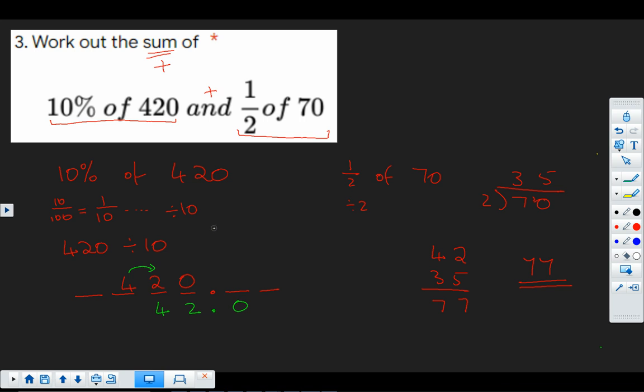Nugget to go and practice. If you need to practice calculating 10% of something, and you must be able to do this going into your GCSE exam, calculating fractions of numbers, 4.29. So there's 2 good nuggets to go and practice there.